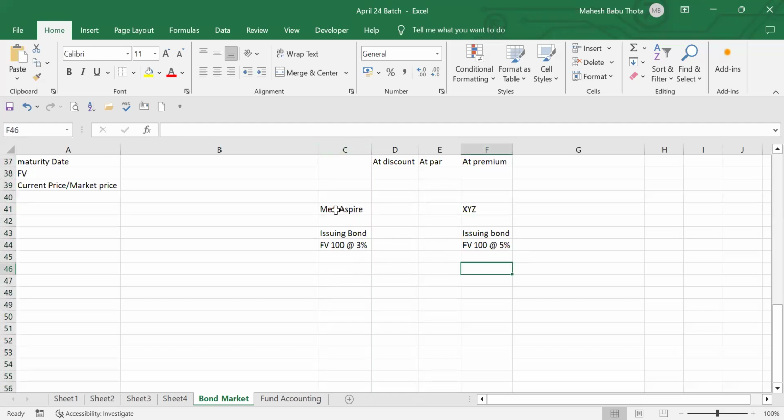But still, I have to sell my bond. Is there any possibility to sell my bond? I cannot ask someone else to reduce their interest rate. I cannot demand XYZ company to reduce their interest rate. It's their bond and their interest rate. So I have to do something to sell my bond. So how can I sell my bond? Will we increase the interest rate? We cannot increase it. It's fixed.